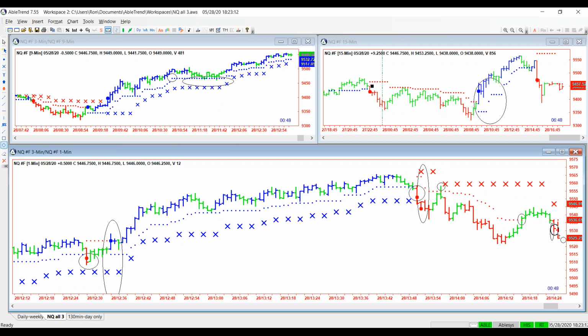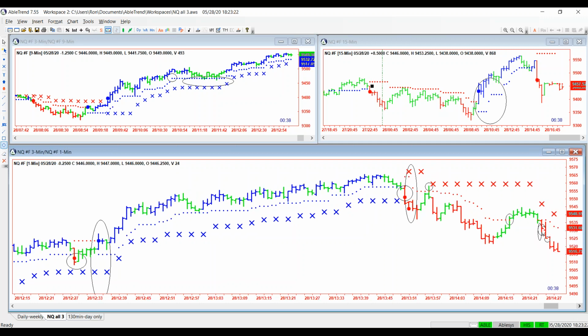Right there, we're going to go at the open of the next bar. In other words, at the open of the next bar right there, we're going to hit the sell short button at 95.30. Stops, just put them above those blue and red dots.